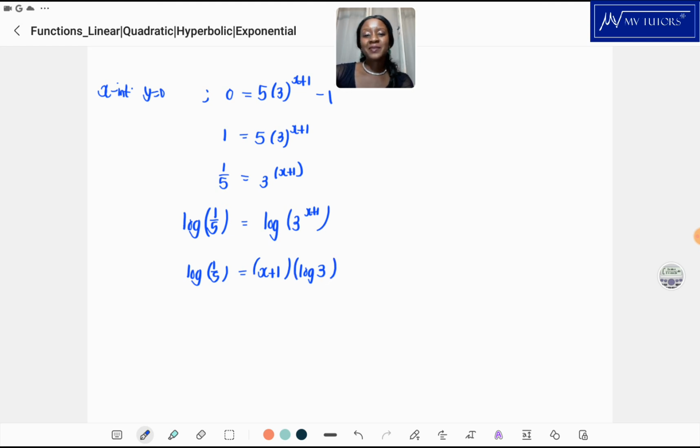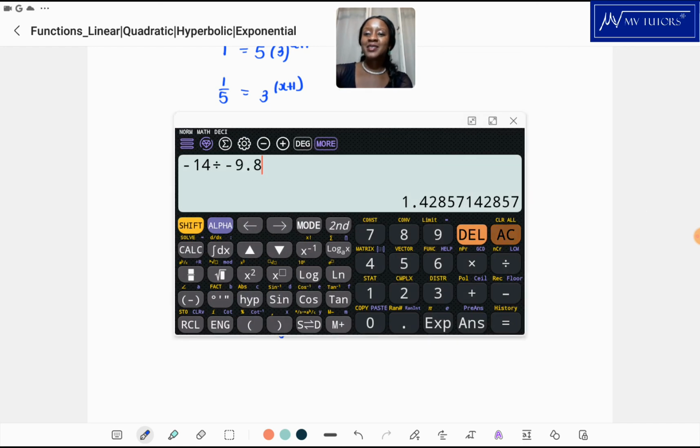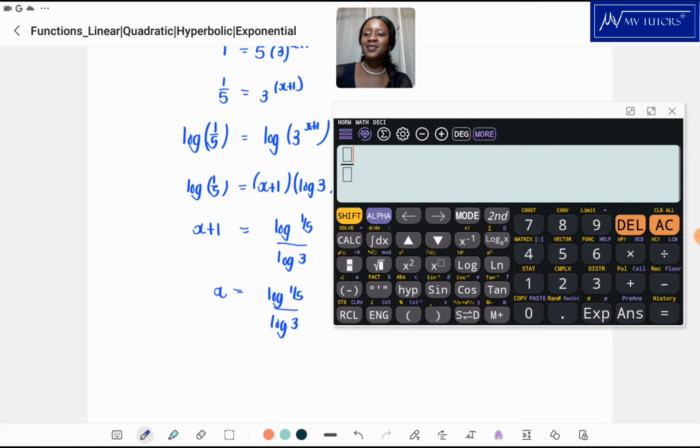And then I can take all the constants to one side. So basically I have x plus 1 equals log 1 over 5 over log 3. And this is now where you have to use the calculator. I don't know how else to solve it without the calculator. So I did this the long way. When you look at the video with my husband, he'll probably show you a short way. This is just me taking the long way instead of simplifying things.